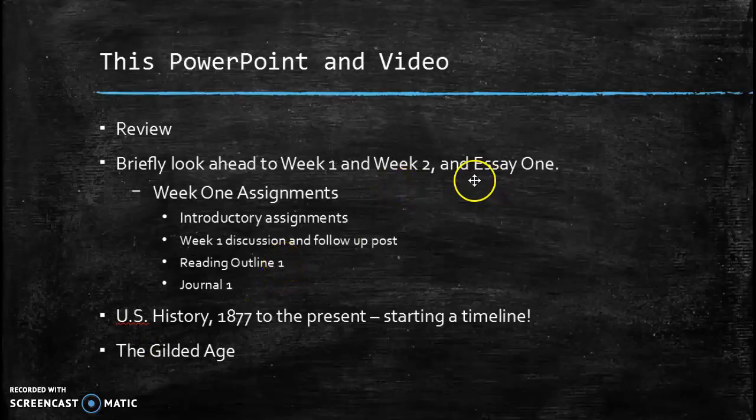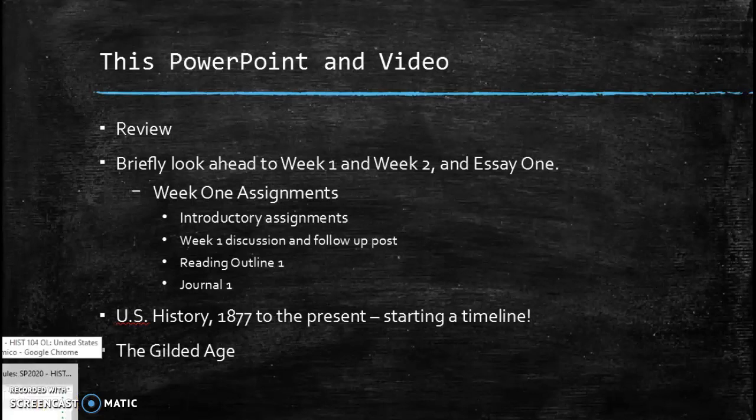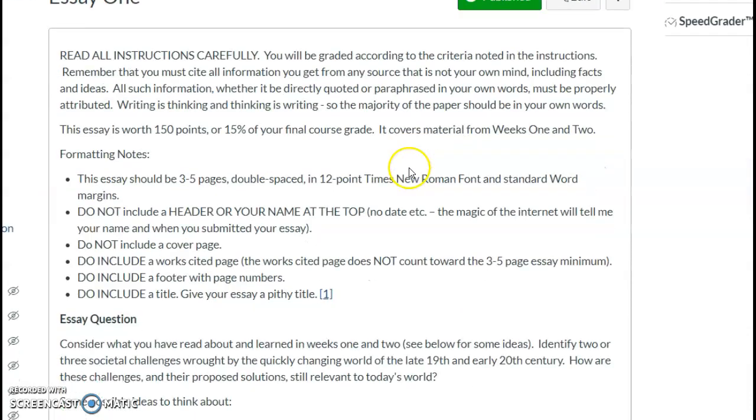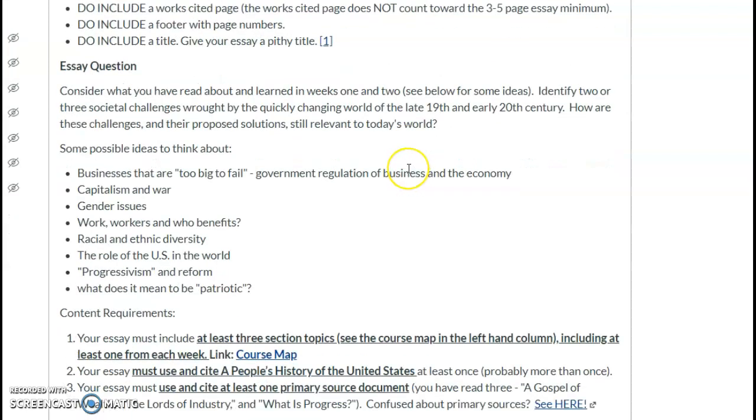What I also just want to touch on right now is essay 1. Now, essay 1 is not due for another, I don't know when you're watching this video, but it's not due until about 2.5 weeks into the course. But what I want you to see right now is the essay question, because looking at this now, you can sort of start thinking about it as you do the work for weeks 1 and 2. And the essay question is, I want you to think about what you've read and learned about in weeks 1 and 2.